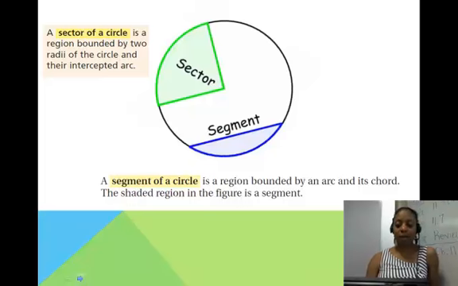Okay, so for our vocabulary terms, we have this diagram here that shows you what a sector is, and what a segment is. A sector is just a region that's bound by two radii of the circle and their intercepted arc. So we have our sector here, which is like a pizza slice of a circle. And then a segment here is a region bounded by an arc and its chord. So this shaded region here is called a segment.